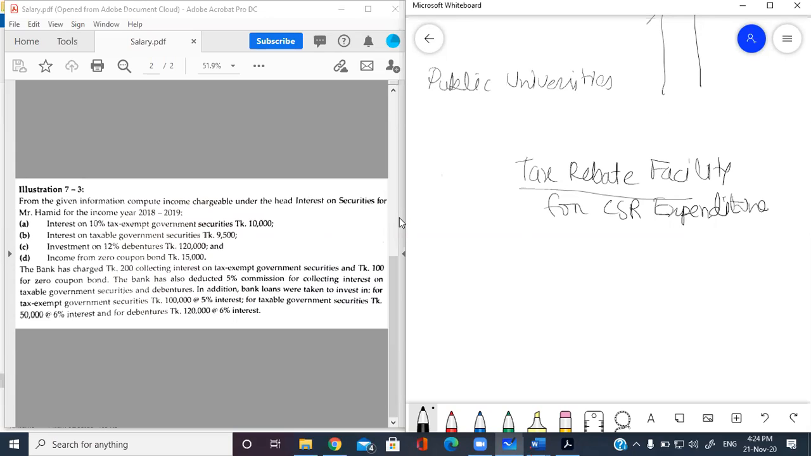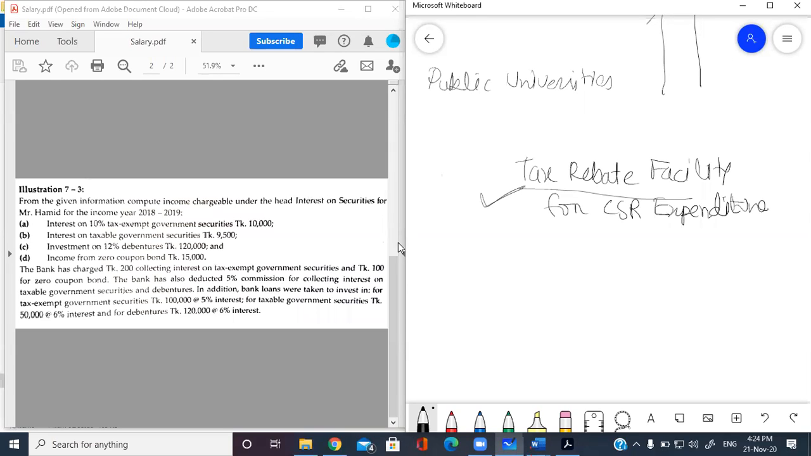Okay. And the thing is that you need to make expenditure as a company in those specific sectors only to get the tax rebate for CSR expenditure. Otherwise, you will not get the tax rebate for that CSR expenditure. Okay.